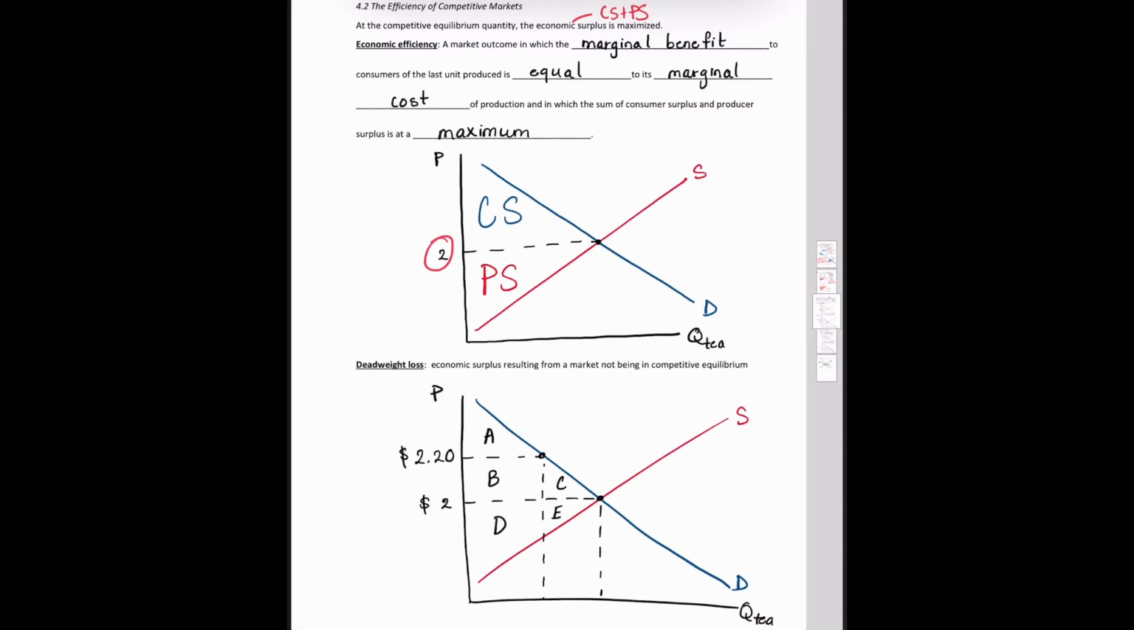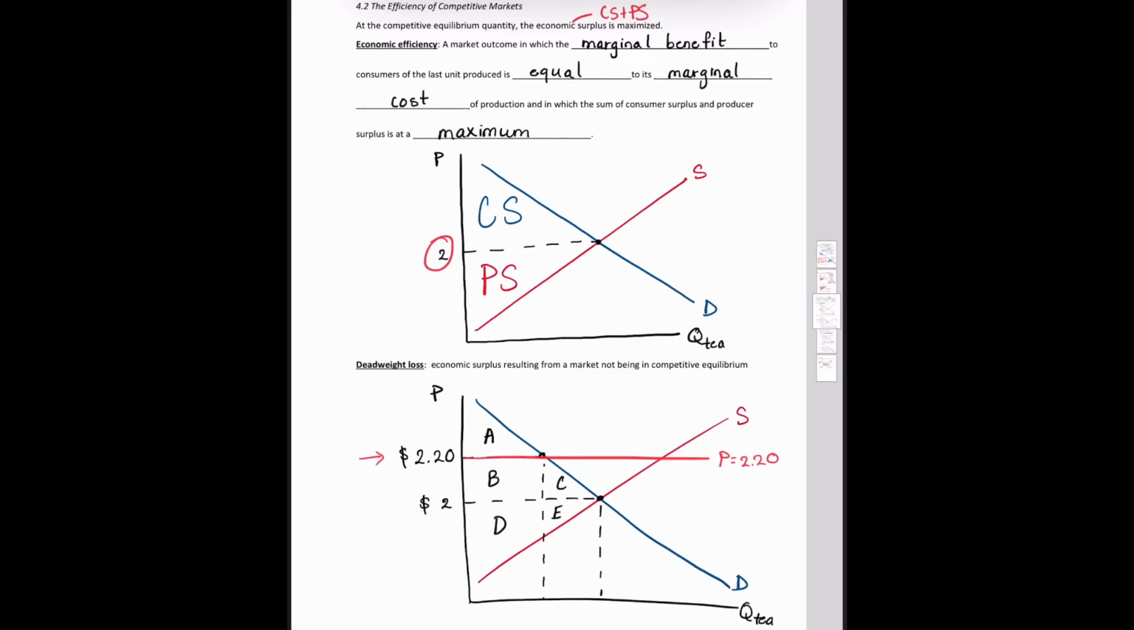So we went ahead and defined economic efficiency here. And so we see here that we have total maximization of the areas of CS and PS respectively. However, what happens if the market's not in equilibrium, right? So if the price is $2.20 instead of $2, what happens? So we will see, this is our new price, $2.20. We're going to see changes in producer and consumer surplus.